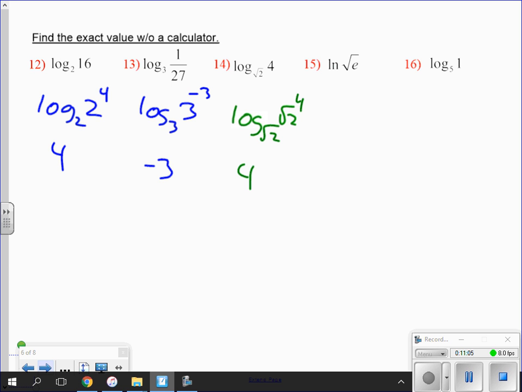The next one's not so bad because I have the natural log, which is log base e. So I just have to rewrite e to the square root of e to some power. So that's the natural log of e to what power? To the 1/2 power. So my answer would be 1/2.